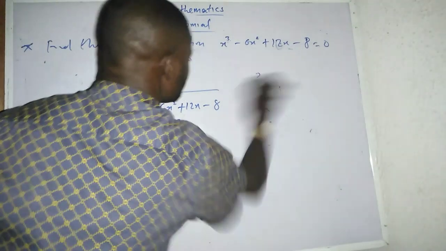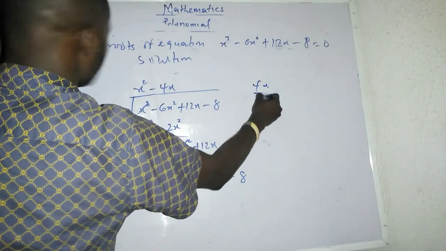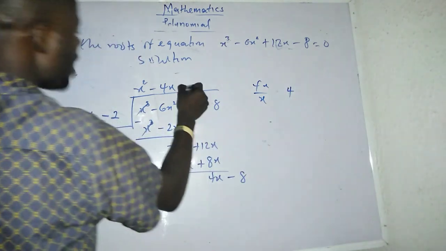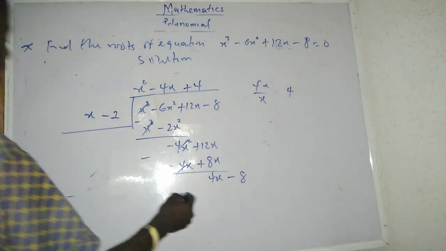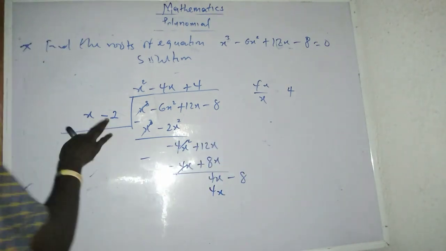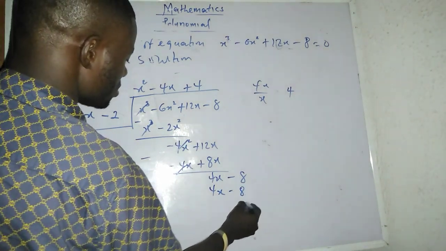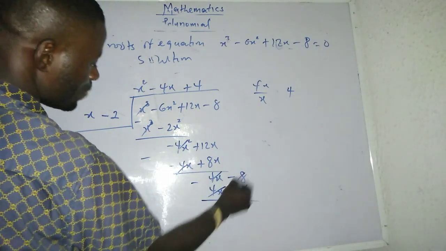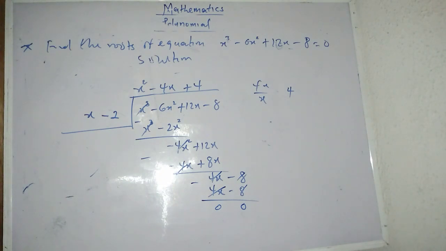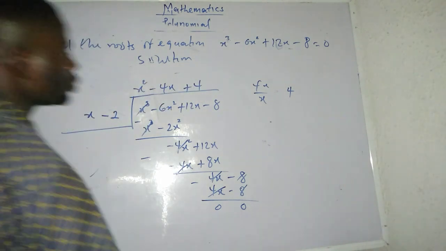Now, the next one is 4x divided by x, which is going to be 4. I will have plus 4. Now, that 4 times everything here, I will have 4x minus 8. Now, if I subtract, this will cancel this, 0 is 0. It means my remainder is 0. Now, how do I go? This is one of the factors. At this point, I can answer that what? I'll break it down to what?